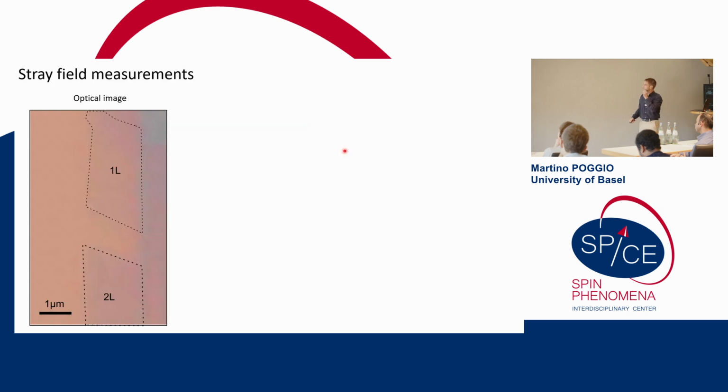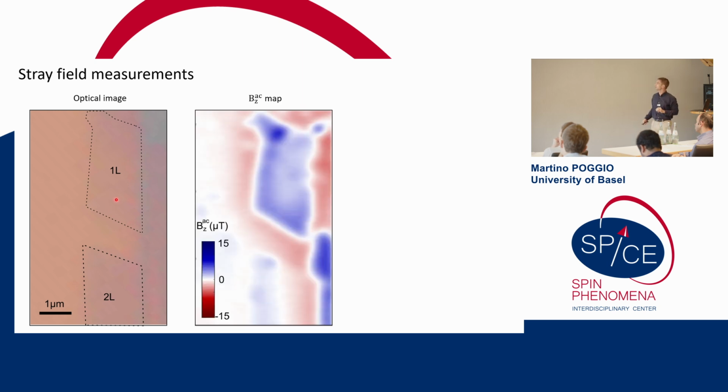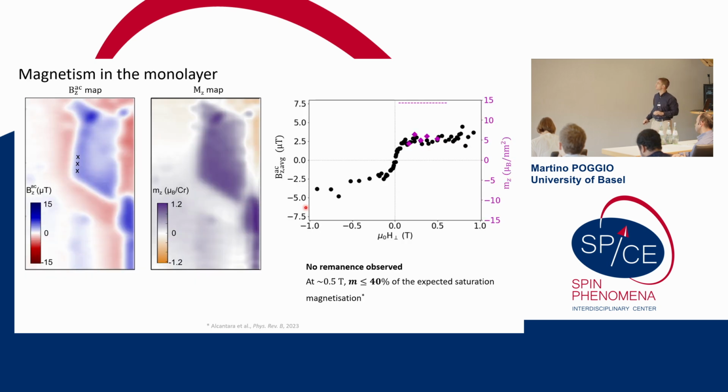So first we try to image the monolayer, make sure that we can image its magnetism. So this is just an optical image of the monolayer. And here you have the map of the out-of-plane stray field made with the scanning SQUID on cantilever. And what you can see here is basically a polarized flake with a rather large out-of-plane applied field of 800 millitesla. Okay, and you can see it's relatively uniform.